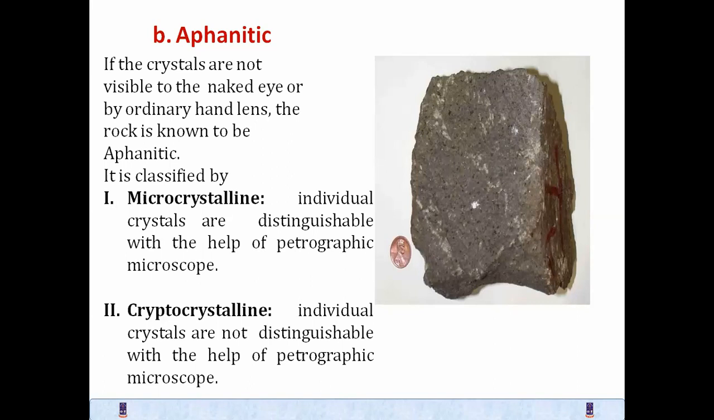But some rocks are also very fine, meaning we can't identify the minerals under the microscope also. So two categories are there in fine grained rocks. One is visible under the microscope. Such rocks are considered microcrystalline, and some rocks are too fine. We can't identify the minerals under the microscope also. Such rocks are considered cryptocrystalline.